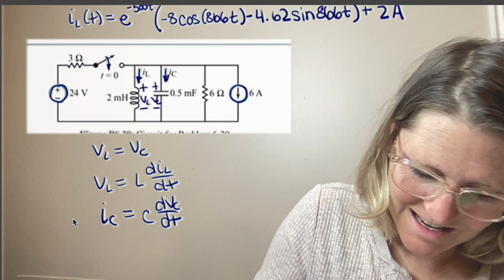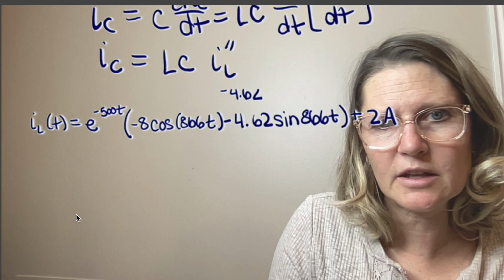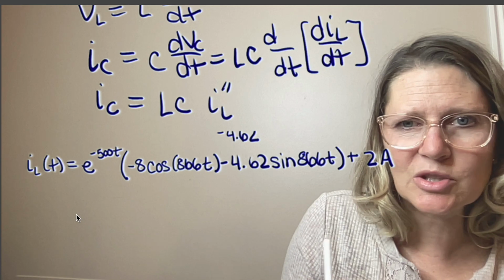So we need to differentiate this equation twice. And so doing that, and then we multiply it by LC. You're going to differentiate e to the minus 500t and then leave the cosine, and then you're going to differentiate the cosine and leave the e to the minus 500t. Same thing with the sine. The 2 amps goes to 0.